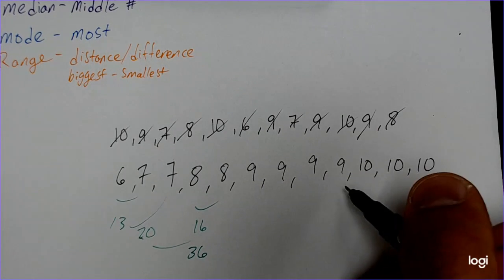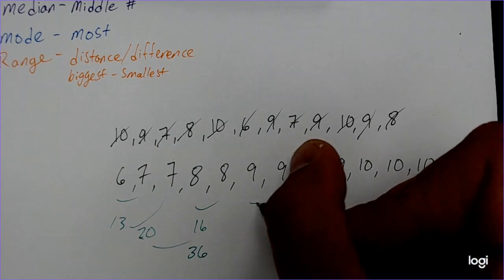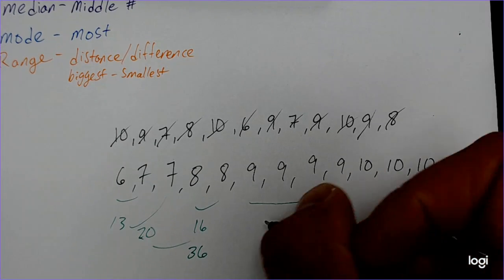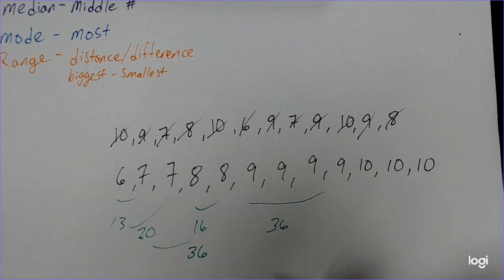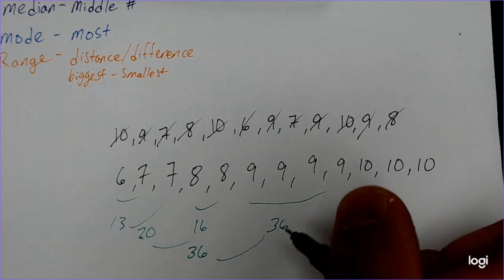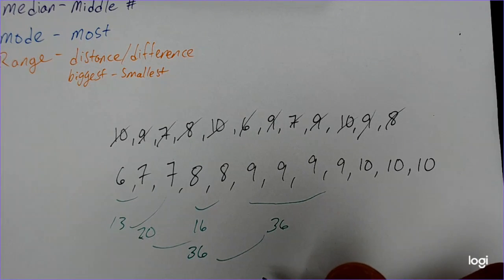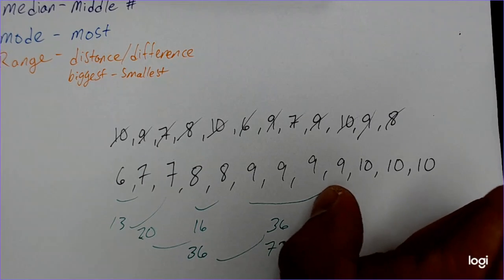Oh, hey, I've got 4 9s. How about if I just do 9 times 4, right? 9 times 4, that's 36. Hey, I've got 36 and 36. So 30 plus 30 is 60. 6 plus 6 is 12. 60 plus 12 is 72.